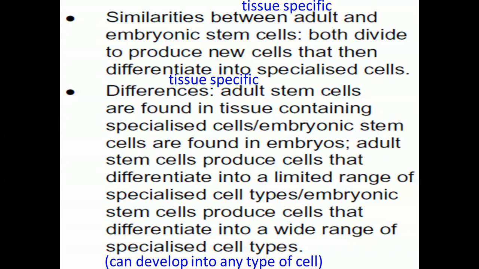So a little recap on the difference between tissue-specific adult stem cells and embryonic stem cells. In comparison, both of them can divide by mitosis to produce more unspecialized cells, and then they become more specialized by differentiation. The difference is that tissue-specific adult stem cells are found in tissues that are already specialized, whereas embryonic stem cells are in the early stage embryo. The adult stem cells can produce cells that differentiate into a limited range of specialized cells because they're partially specialized, whereas embryonic stem cells can develop into any type of cell because they are fully unspecialized.